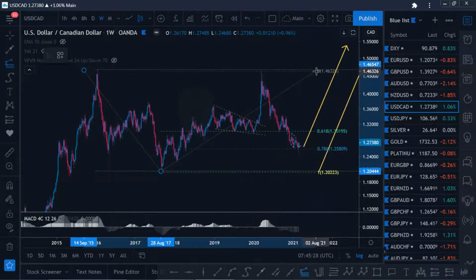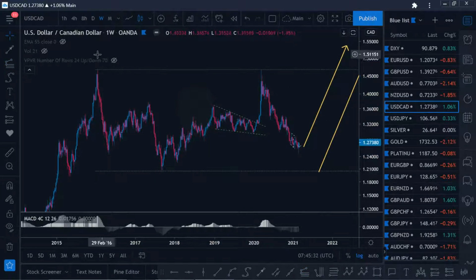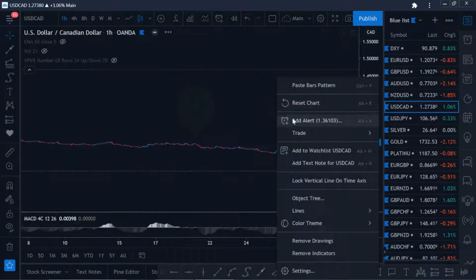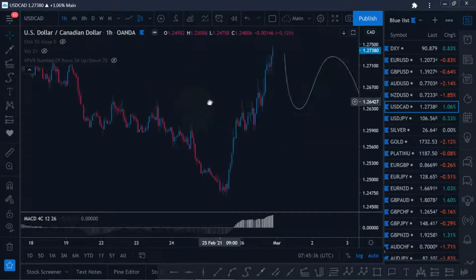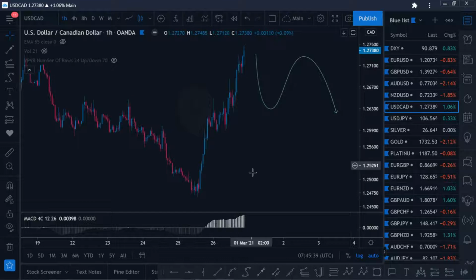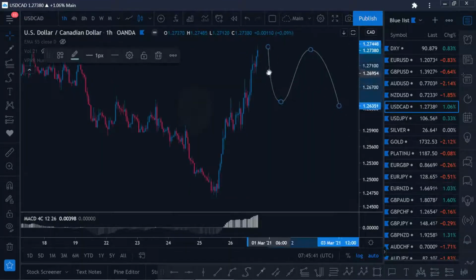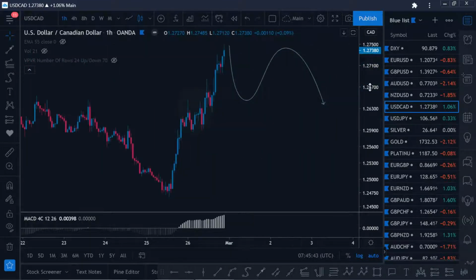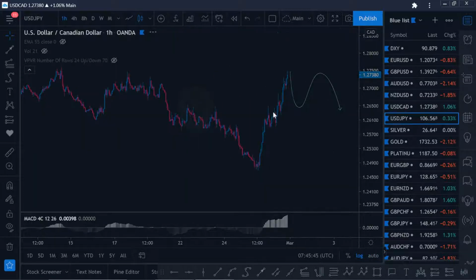We have that impulse off the highs. We're bouncing off the 0.786, and we're starting to see some real momentum to the upside. As you can see on the hourly, that's a straight line up with no break. So we're looking for that little bit of a break, a little bit of corrective price action, and then we're trading that to the upside.